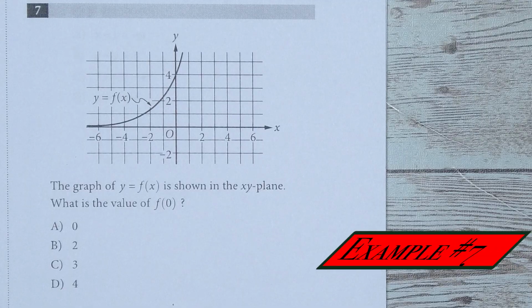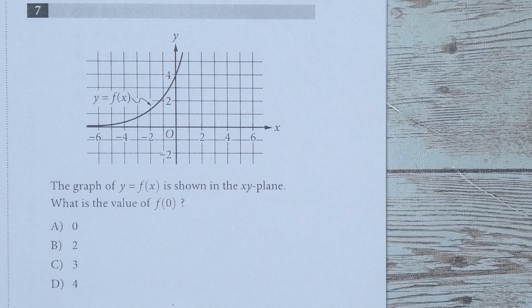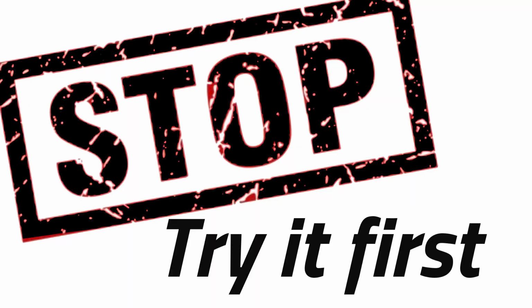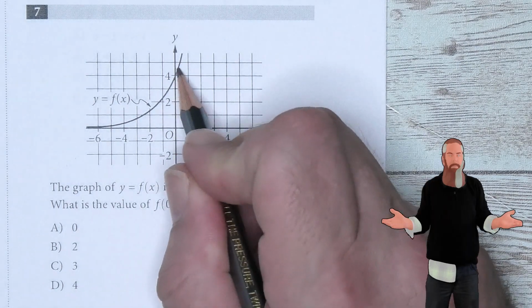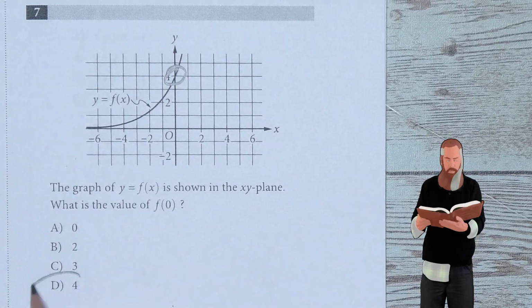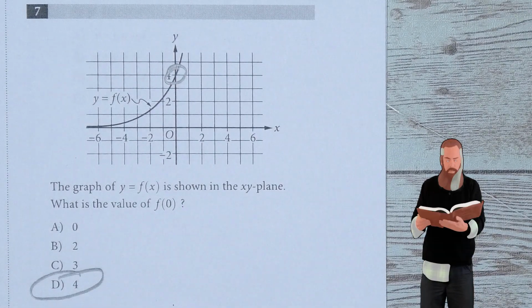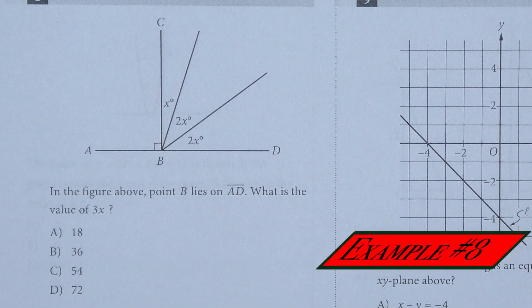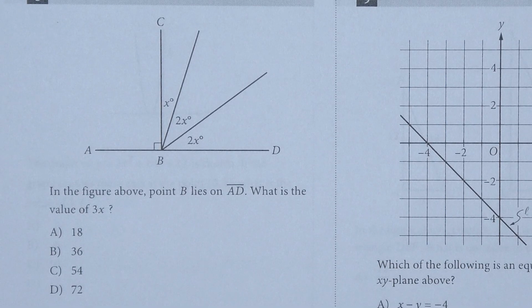The graph of y is equal to f of x is shown in the xy plane. What is the value of f of 0? F of 0 means when x is 0, and if I just look at the graph, I see that it's 4. D is the answer. In the figure above, point B lies on AD. What is the value of 3x?